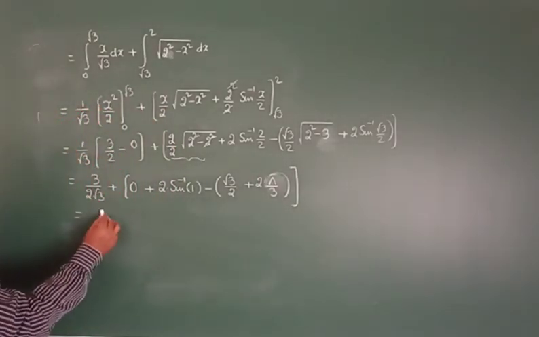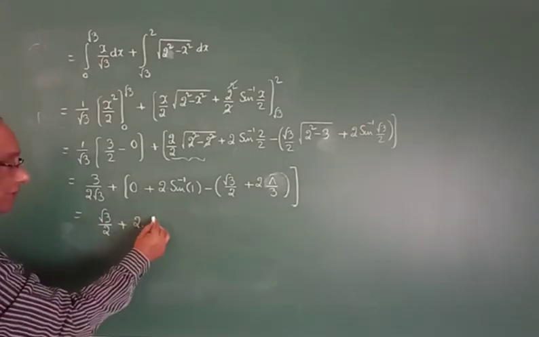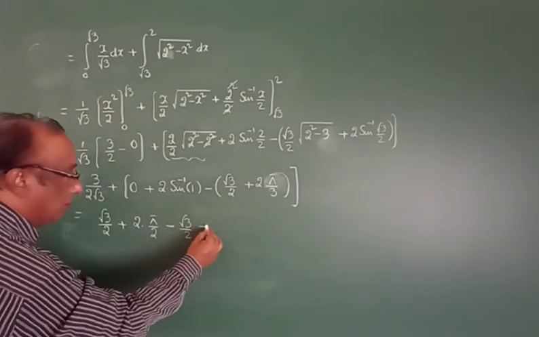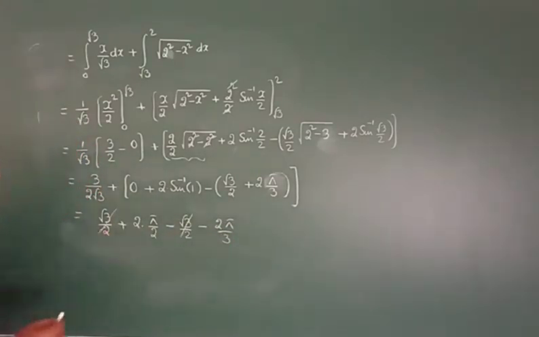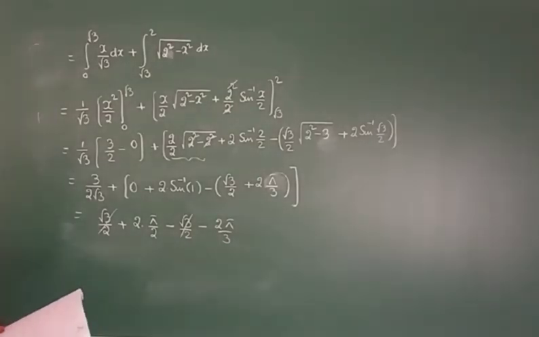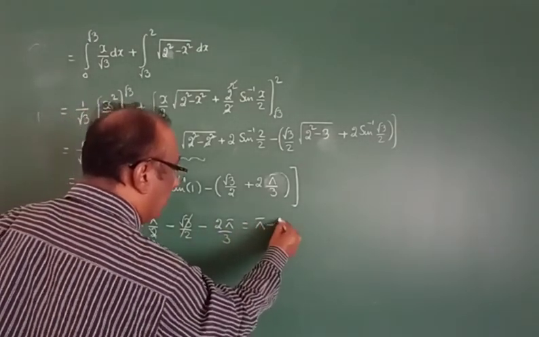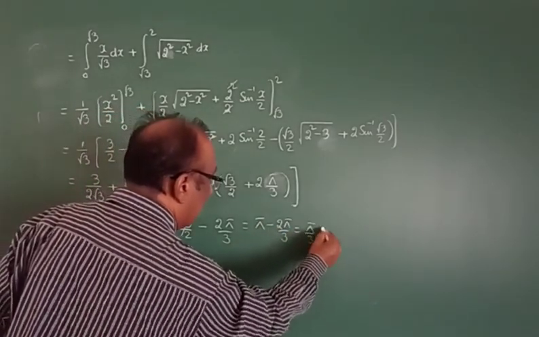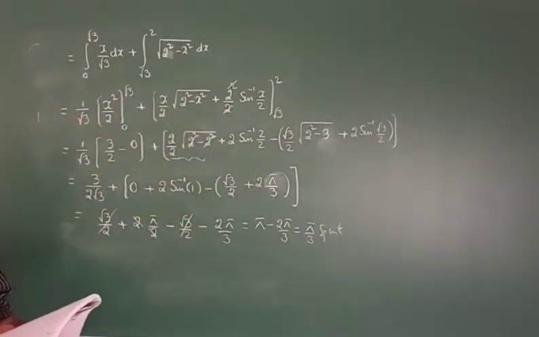This is root 3 by 2. Root 3 times is cancelled. 2 into sin inverse of 1 is pi by 2, minus root 3 by 2, minus 2 pi by 3. Root 3 by 2 is cancelled. Remaining, write down, 2 is cancelled, 5 minus 2 pi by 3. Simplify, answer is pi by 3 square units. Write down.